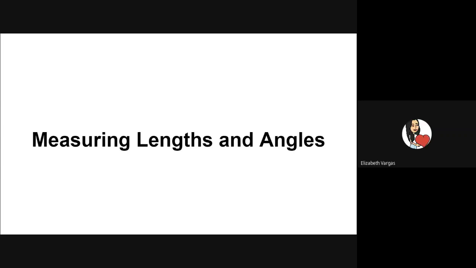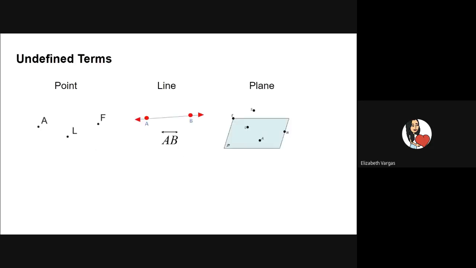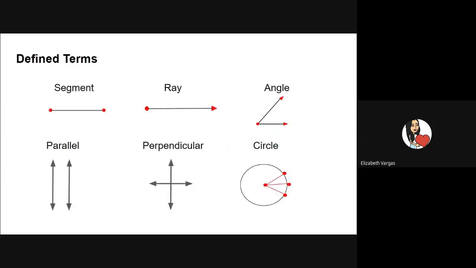Okay, so we're going over measuring lengths and angles. Today's lecture is super brief. The first thing we went over is undefined terms, and we saw the undefined terms point, line, and plane. These terms are undefinable in mathematics, but they are our starting points for defining other terms. Using those, we were able to define segment, ray, angle, parallel lines, perpendicular lines, and circle.